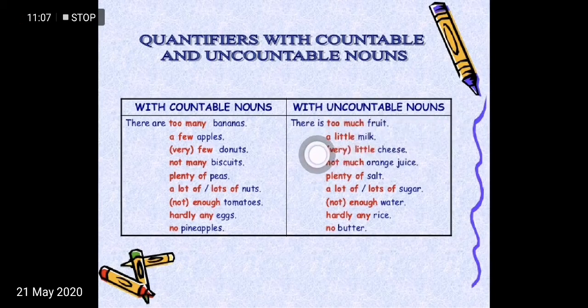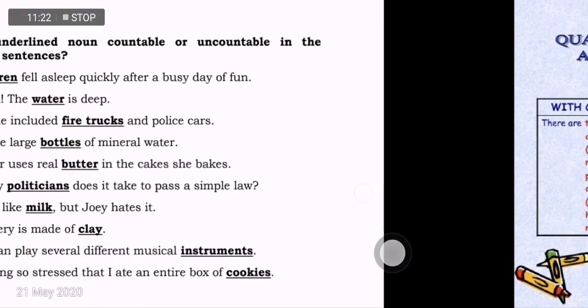These quantifiers can be used with uncountable nouns like these. There's too much fruit, a little milk, very little cheese, not much orange juice, plenty of salt, a lot of or lots of sugar, enough water or not enough water, hardly any rice, no butter. So this is how we use quantifiers with countable and uncountable nouns.